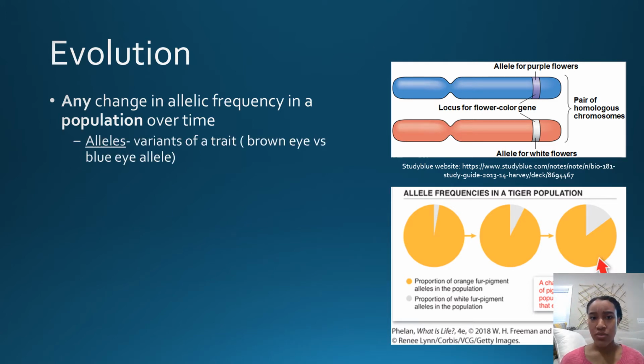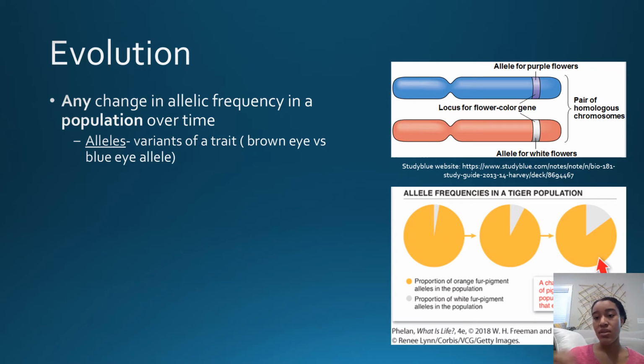What are alleles? That might be something that you may remember from 1103, you may not remember, but alleles are variants of a particular trait. So for example, brown eyes versus blue eyes, or blonde hair versus red hair, right? These are the same gene, they're just different variations in that gene that gives you a particular trait.